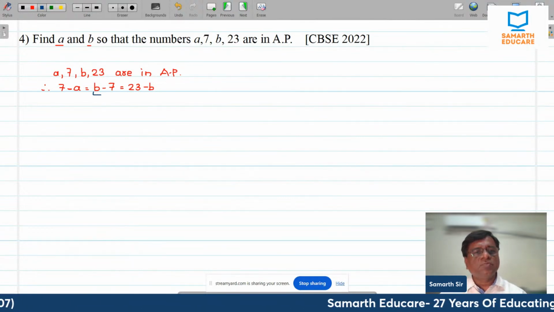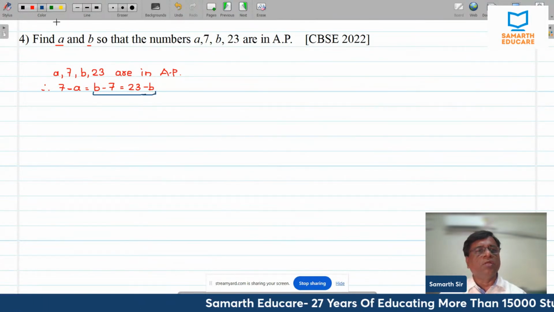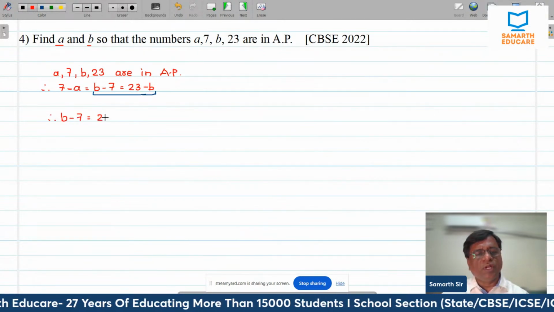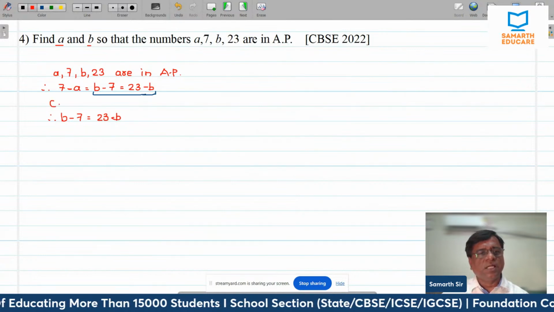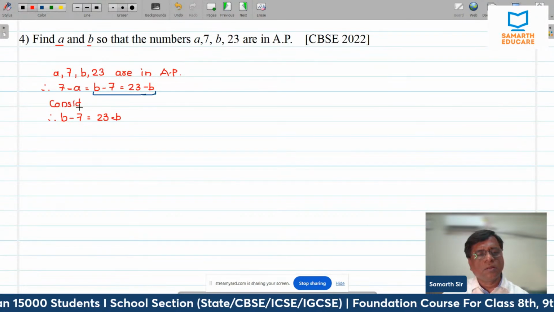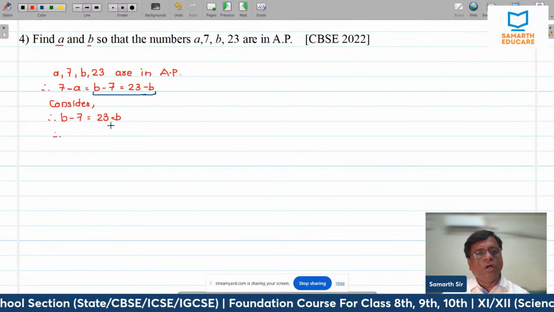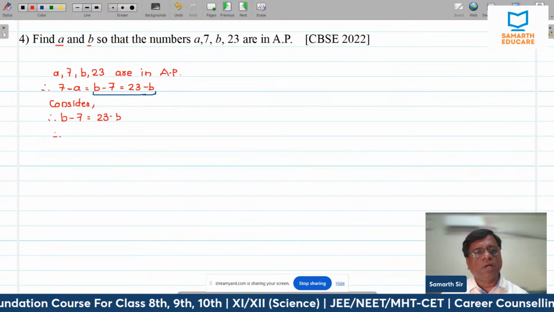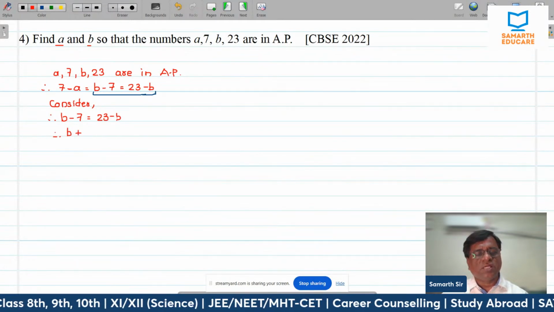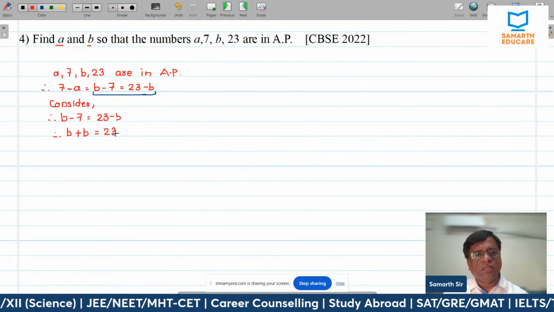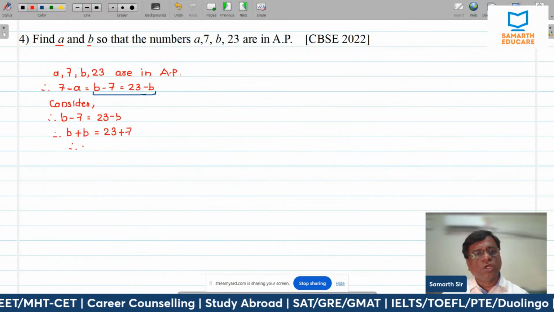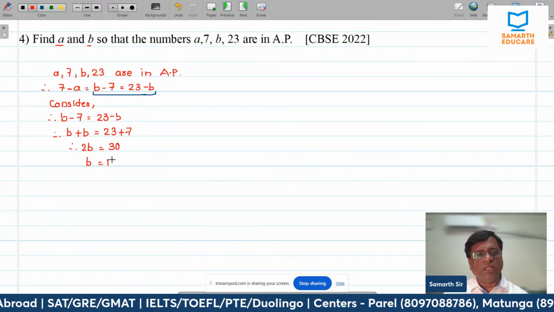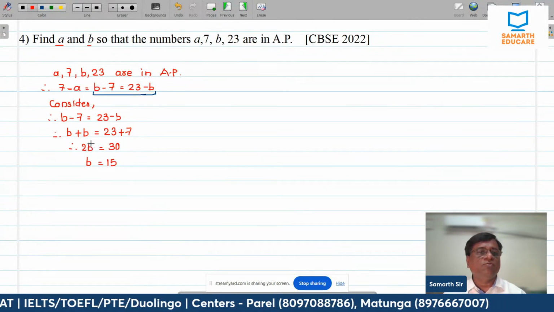Now if I consider this part only, all right, what will happen? b minus 7 is equal to 23 minus b. Let me consider this part. So if I take b on the left hand side, b plus b is equal to 23 plus 7, that means 2b is equal to 30, and the value of b is 15. This is the first part. So I got the value of b, right?